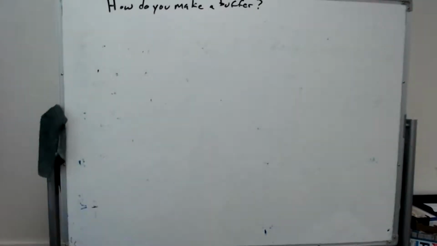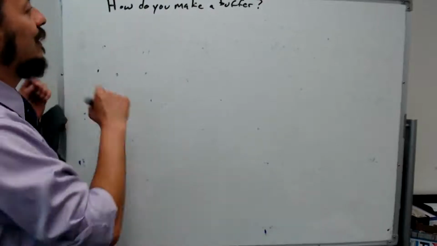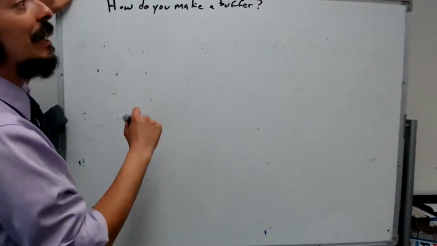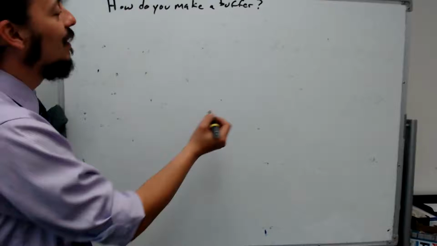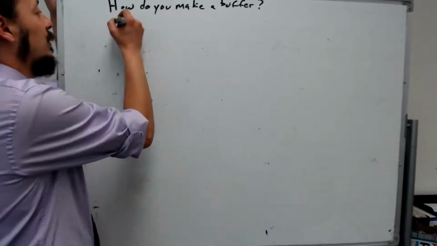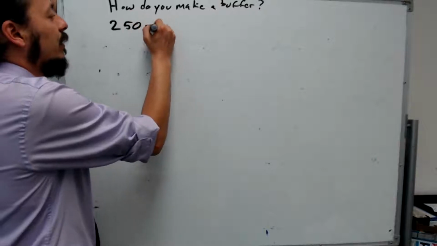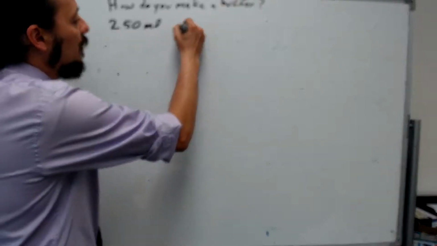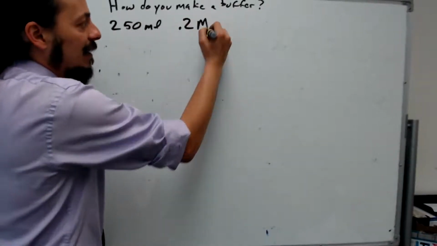How do you make a buffer? Is it on the board? It's almost on the screen. I've got to leave a better buffer at the top. So we'll do it for a similar situation. We'll do 250 milliliters. I'm going to make it a little different. I'm going to do 0.2 molarity for my total.